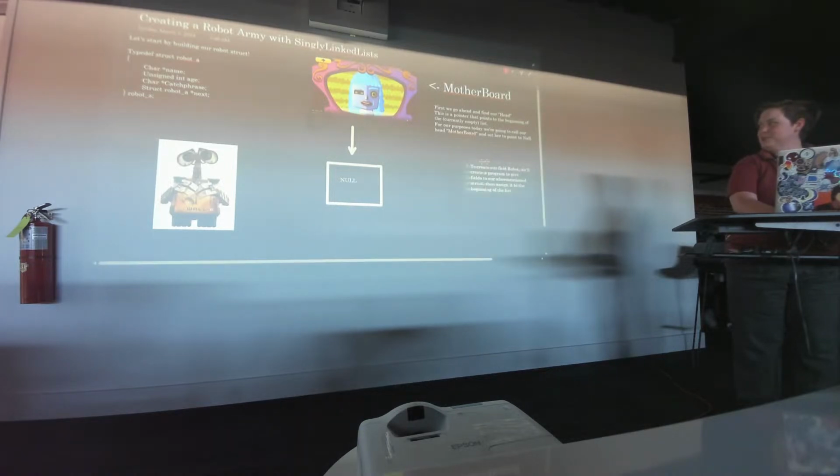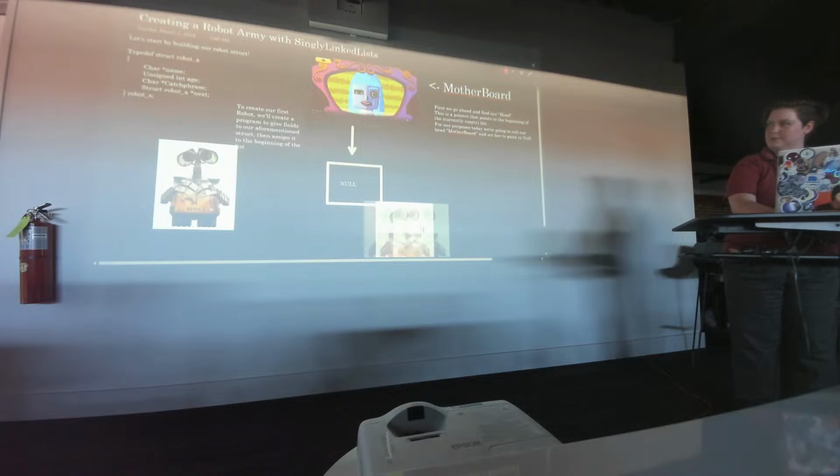Okay, so to create our first robot, we will create a program to give fields to our aforementioned struct and then assign it to the beginning of the list. We will go into code that in just a moment, but from a conceptual high-level, that's how this works. We're going to shrink this just a wee bit if you don't mind. We're going to move this out of the way.